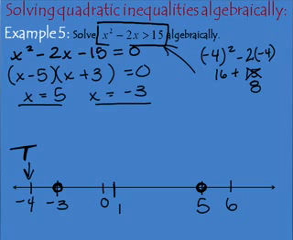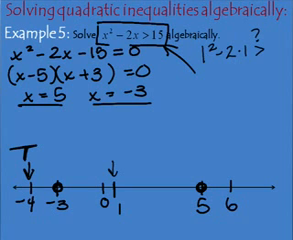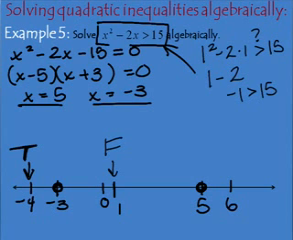Okay, then I want to go ahead and test my test point here between the negative 3 and 5, and that's 1. So I'm going to substitute the 1 in there. So I've got 1 squared minus 2 times 1, and I want to know if that's greater than 15. So 1 squared is 1, minus 2 times 1 is 2. That gives me a negative 1. Negative 1 is not greater than 15, so I get a false statement in the middle. So I get a false statement in between, which is very important.